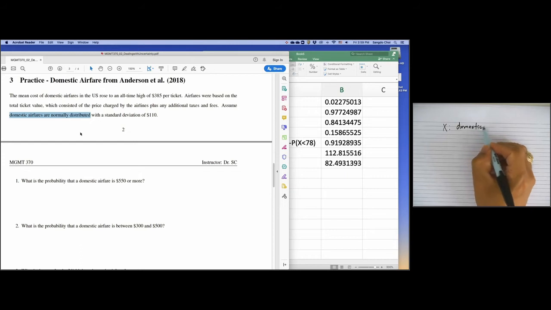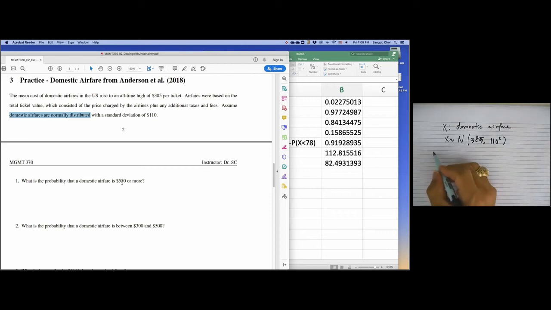Then we can say X follows a normal distribution with mean value 385 and standard deviation 110, in squared form. So we can use this one, and now we can solve several questions.